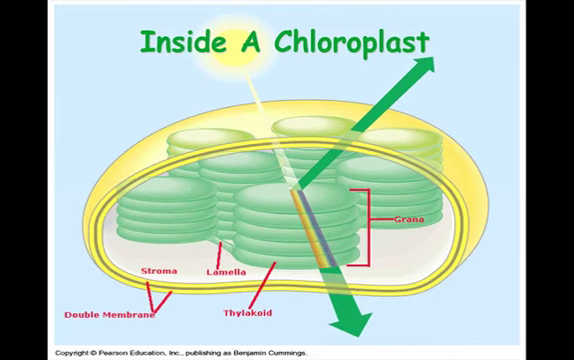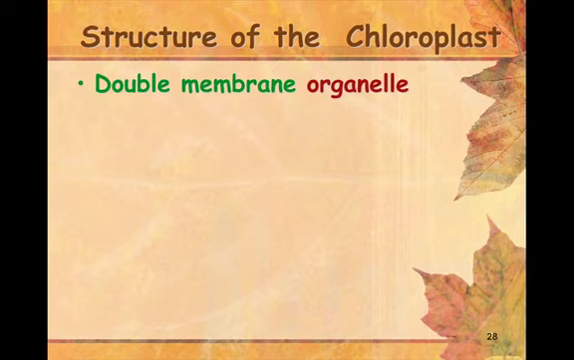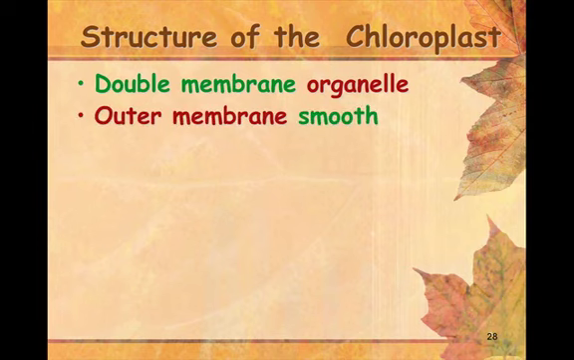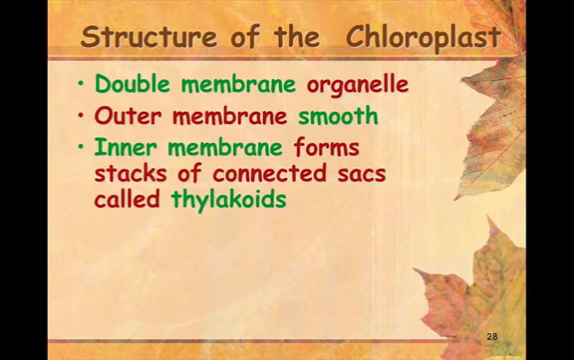And in your coloring sheet, you started with the leaf, and then you went even more specific to where all these particular reactions are going to occur. So what exactly is a chloroplast made of? It is a double membrane organelle, and remember, it's only found in plant cells and plant-like protists. The outer membrane is very smooth, and the inner membrane forms stacks of connected sacs called thylakoids.